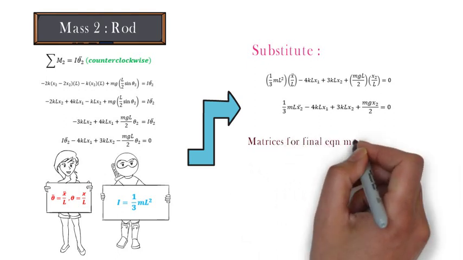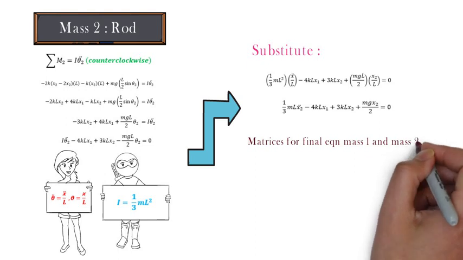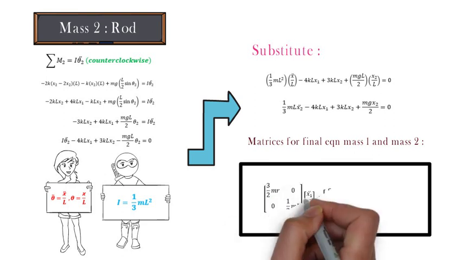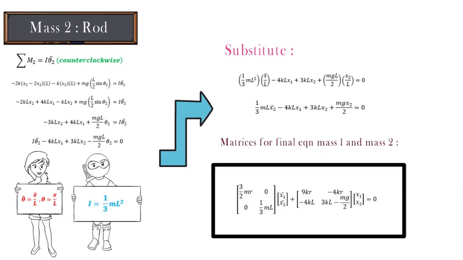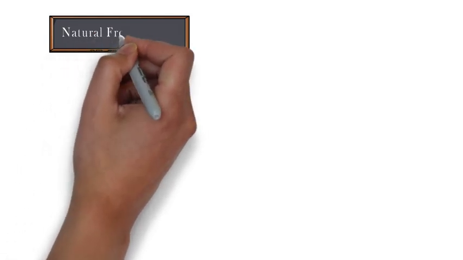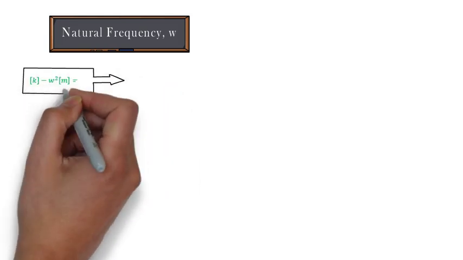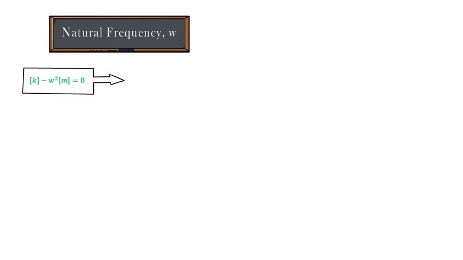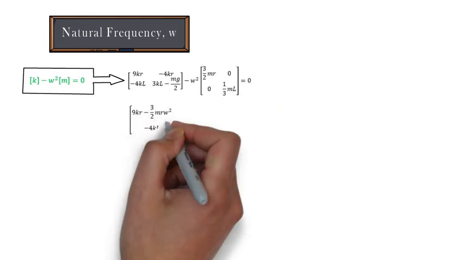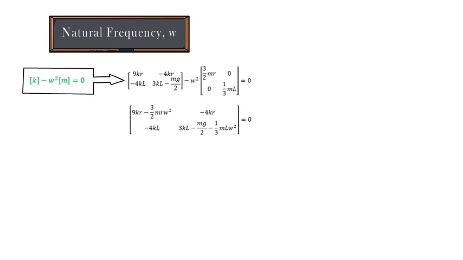Then both final equations of motion will be put in matrix form as shown in the box. To answer the third question, let's start by finding the natural frequency, omega. As shown in the box is the basic equation to find the natural frequency. Then we will arrange the matrices that we got earlier to become like the basic equation of the natural frequency.